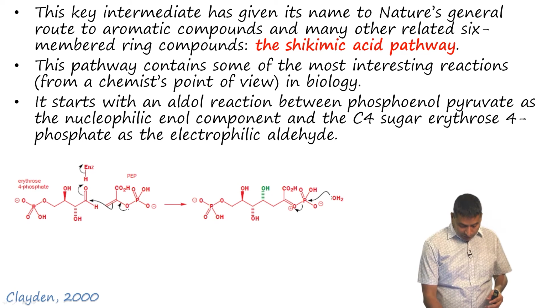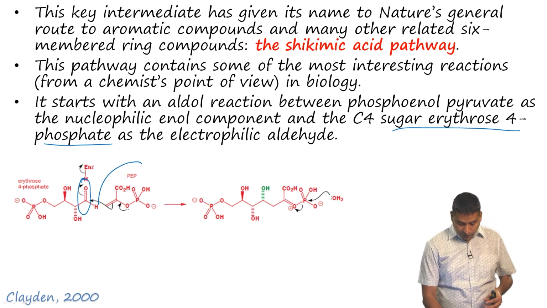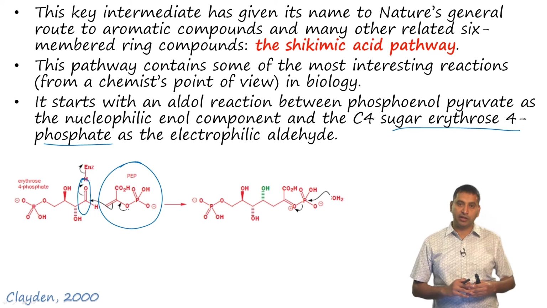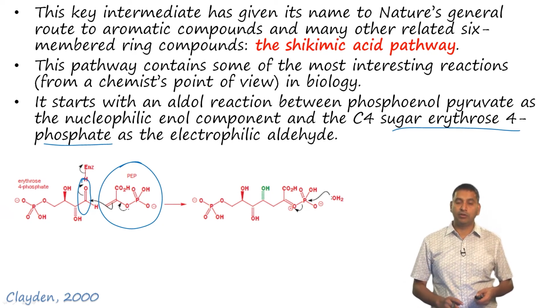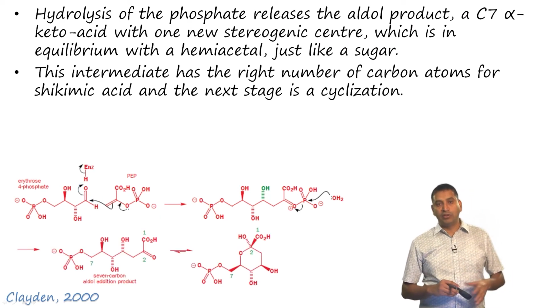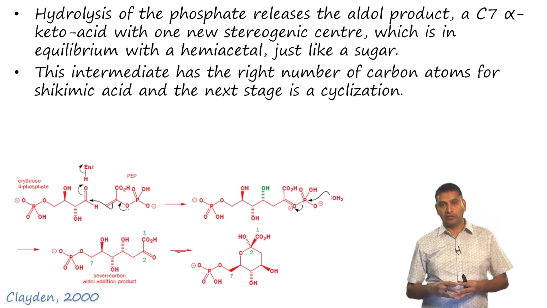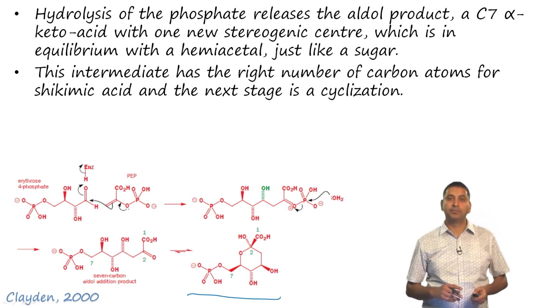So, here is the electrophilic aldehyde, which comes from erythrose 4-phosphate, and here is the phosphoenol pyruvate equivalent. Now you can imagine an aldol reaction that occurs, which gives you this product. Now this can be hydrolyzed by water to give you inorganic phosphate and the ketone. Once it gives you this ketone, this intermediate has the right number of carbons for shikimic acid, and the next stage is a cyclization reaction. Here the cyclization reaction gives you this intermediate as shown here.